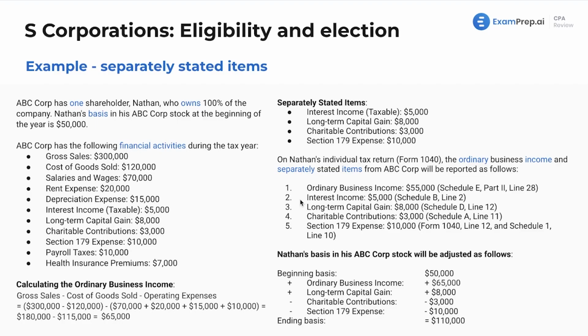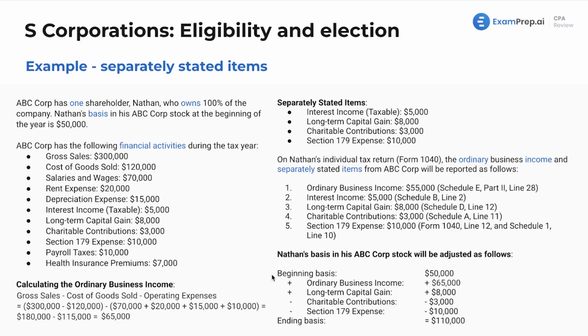Long-term capital gains, or just capital gains in general, go on Schedule D. Charitable contributions are going to be itemized, as we know, so that's Schedule A. And then the Section 179 expense is going to go on Schedule 1 and then flow through to Form 1040. So again, how do all of these flow through? You are just a surfer riding the waves, flowing through the whole process. Where do all of these items go? Super important.